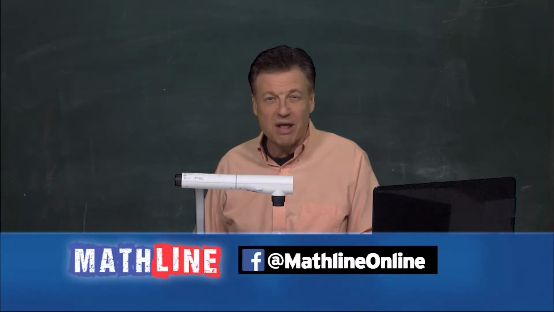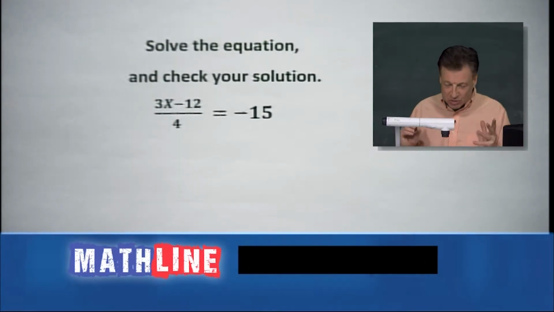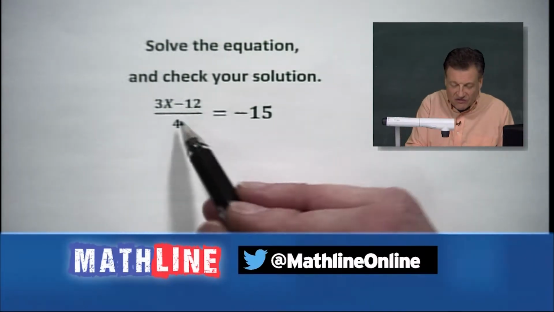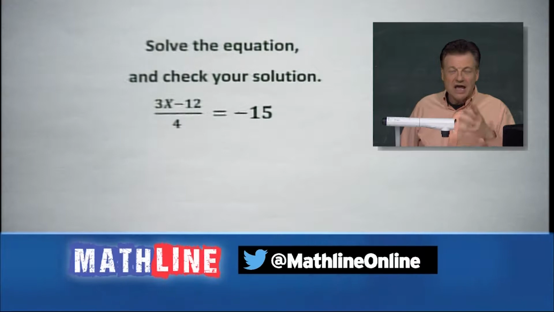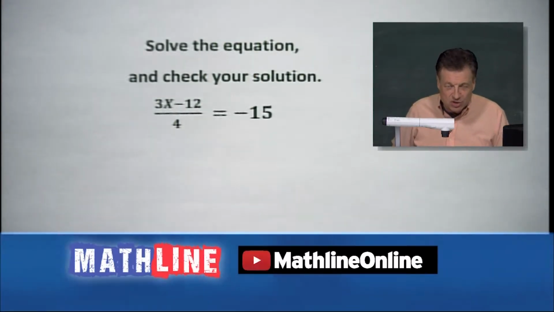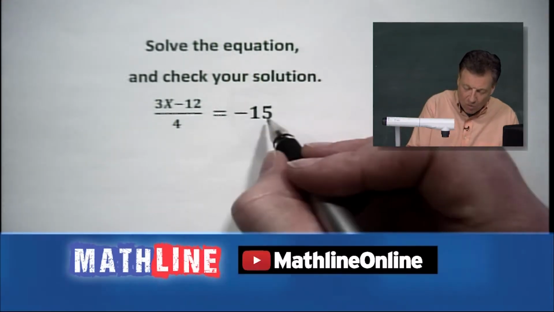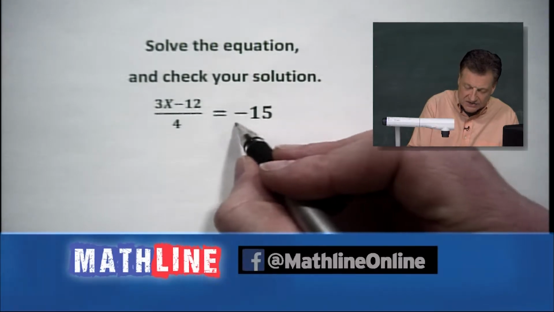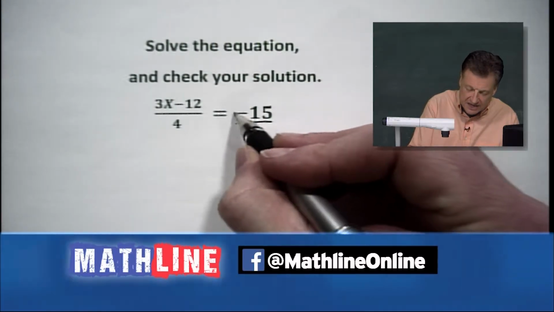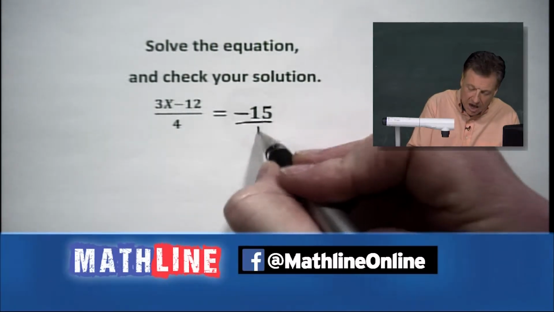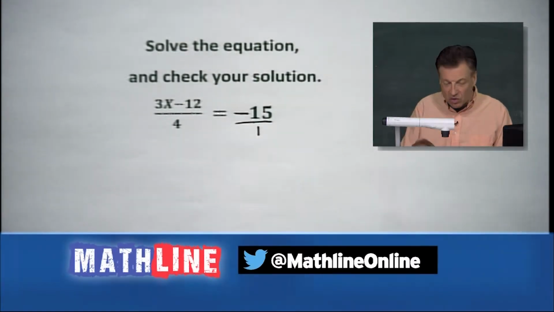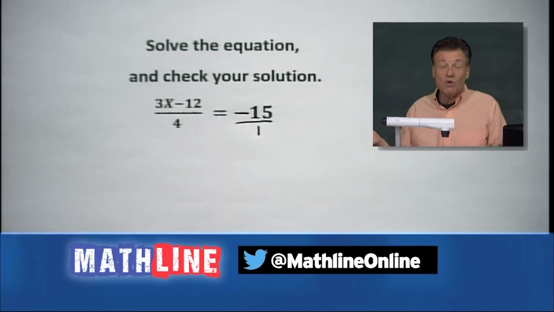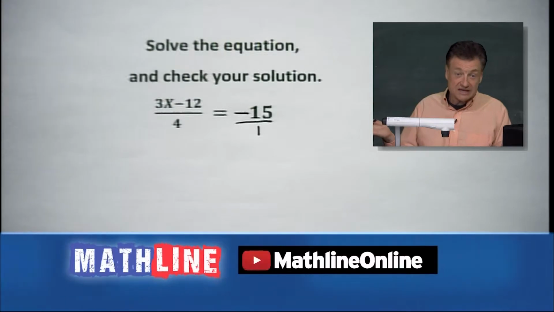Let's take a look at our next problem here. This is one of those that just panics people because there's a fraction. There's a 4 there. Let's look at a couple of ways that we could do this. You could drop a 1 underneath this negative 15 over here. That's a negative. That's a big one, isn't it? Over 1, and we can cross multiply. That's a sweet way to get out of this problem. It really is a nice way.